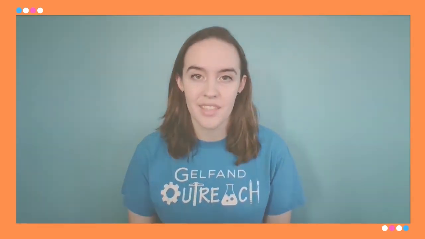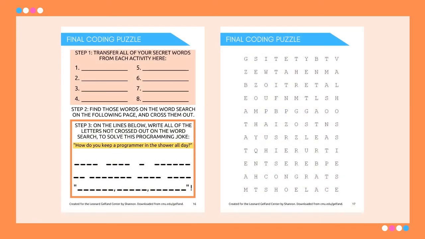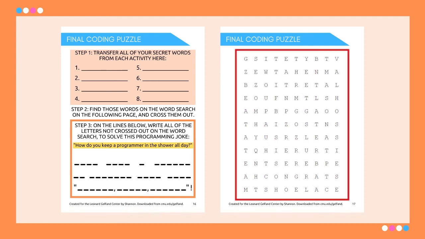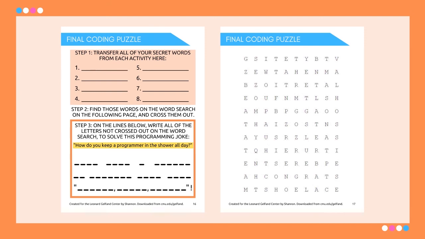It's time for you to solve the final puzzle. Pull out your worksheet pages 16 and 17. On page 16, first transfer all of the secret words that you've gathered from each activity into this one list. Then, that list is going to become your word bank for the word search on page 17. Find each of those words in the word search and draw a line through it. Finally, transfer onto these blanks the remaining letters from the word search that aren't crossed out.